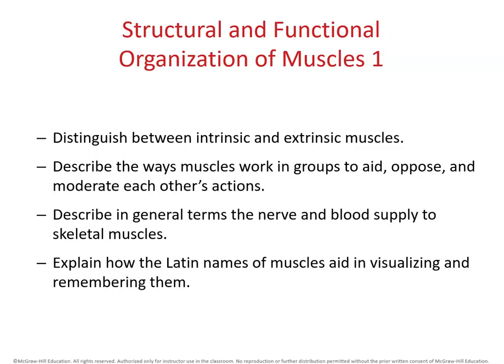We'll also be looking at the difference between intrinsic and extrinsic muscles. We'll talk about ways that muscle groups work together and can have a synergistic aiding effect, can oppose each other, or can moderate each other's activities. We'll talk about how nerves innervate the muscles and allow voluntary muscles to move, and the blood supply that flows to skeletal muscles. And we'll also talk about some of the naming conventions for muscles.